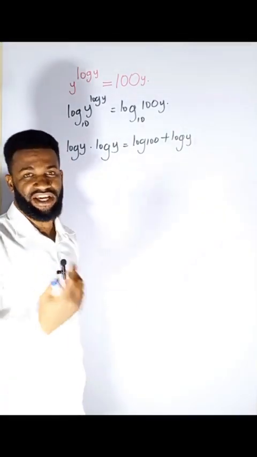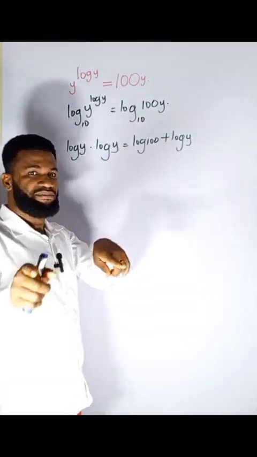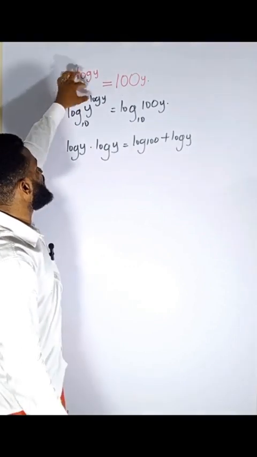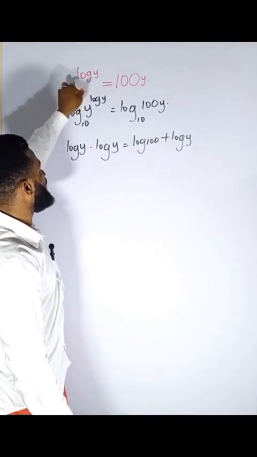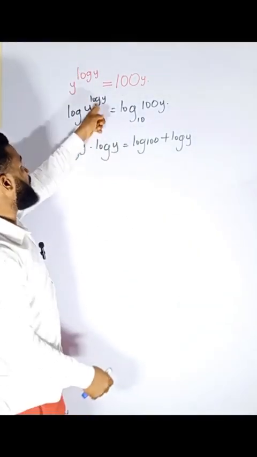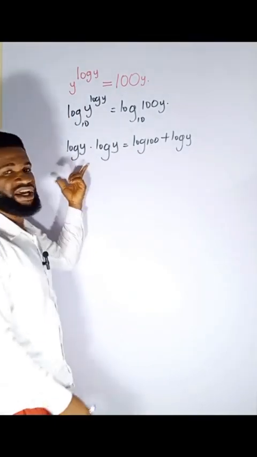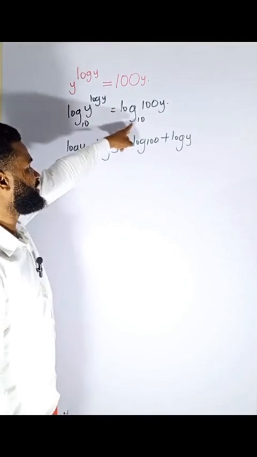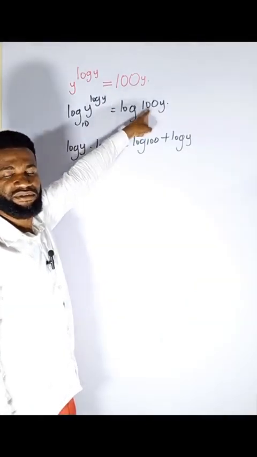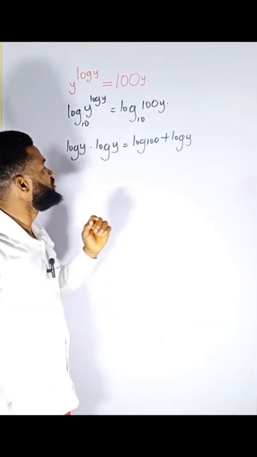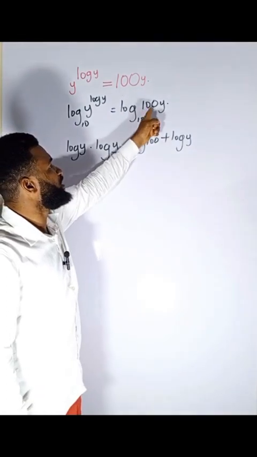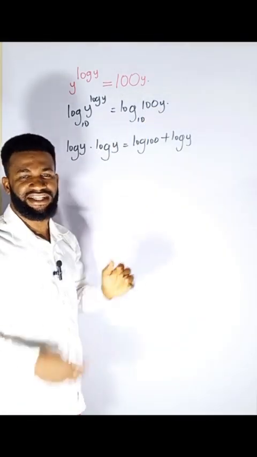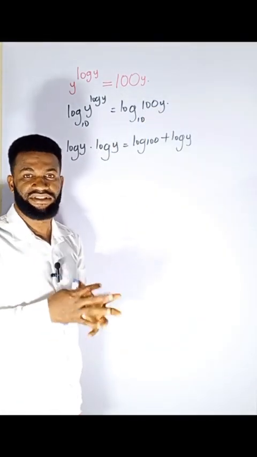Okay, so what did I do here? Remember that whenever you have a log and a power, the power will go down to multiply the log. We call it the power rule of logs. There is another thing about logarithms. When you have two things multiplying each other, they can add if they have the same base.